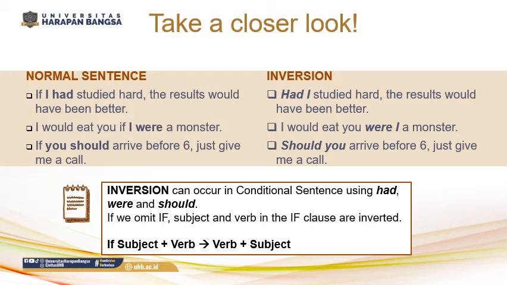If we omit if, subject and verb in the if clause are inverted. Nah, bagaimana cara kita membuat inversinya? Kita hapuskan if-nya, baru kita balik susunan subject dan verbnya. So here, the normal pattern is if, subject and verb, and then in the inversion we have verb and subject. No more if. Tidak ada lagi if, karena if-nya sudah dihapus, lalu verb di depan baru diikuti subject.